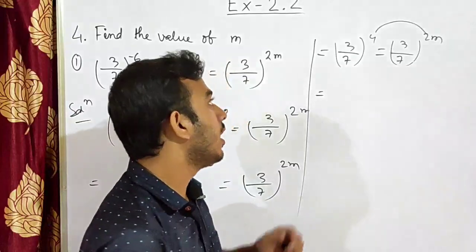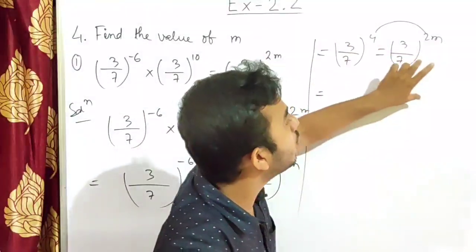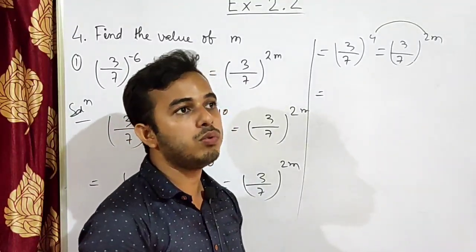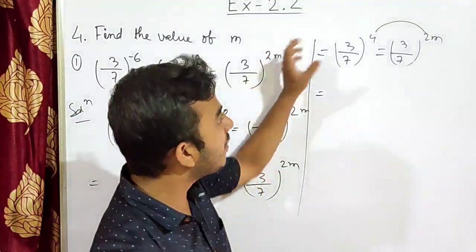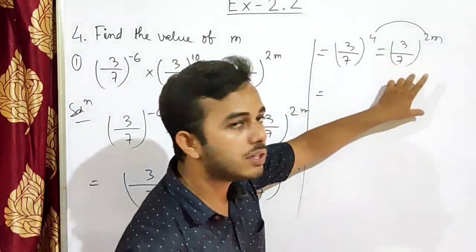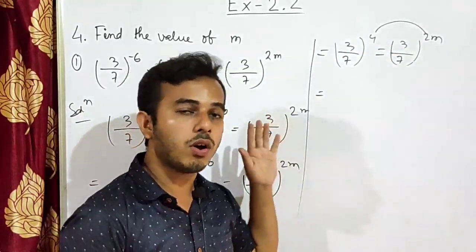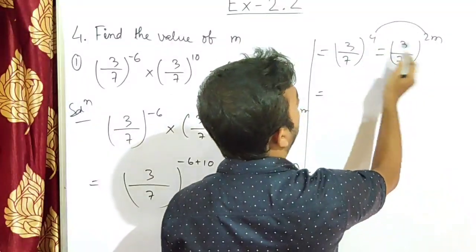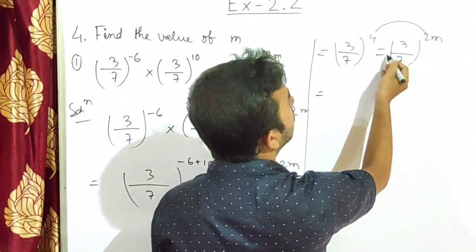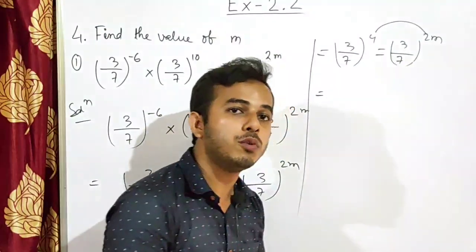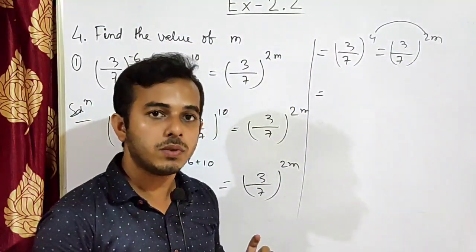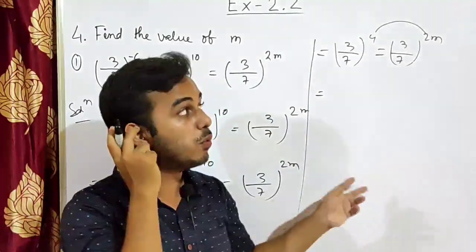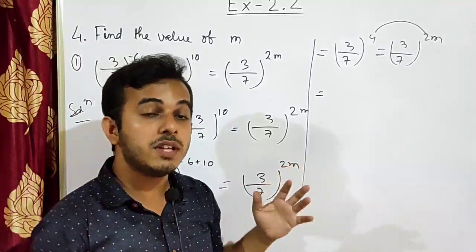Now look again: 3 to the power 7 and 3 to the power 7. Is there any possibility that their value will change? No, because these are constant. On the left-hand side we have 3 to the power 7, and on the right-hand side we also have 3 to the power 7, isn't it? Let's forget this. Now on the left the powers are 4 and 2m. In the middle we have an equal sign, that means both of their values are the same. So 4 equals 2m.